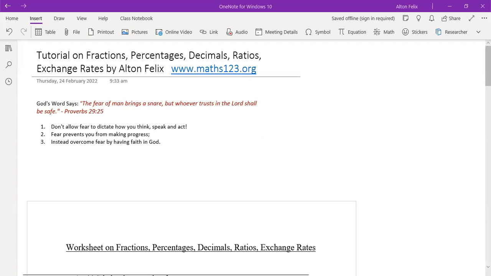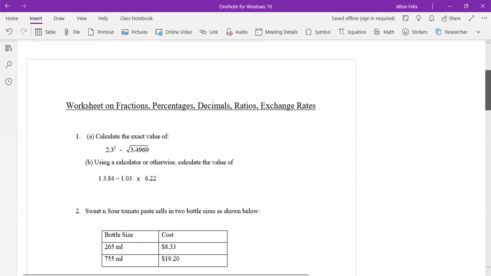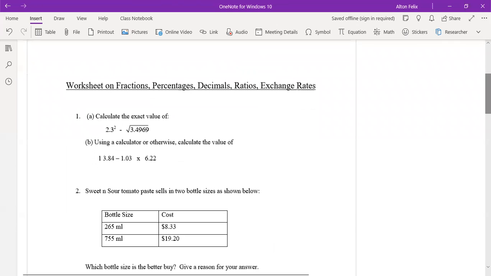Let's go straight into our worksheet. The very first question asks us to perform some calculations. Yes, you can use your calculator. So let's square 2.3 and see what we get. 2.3 square. So we're multiplying that by itself. 2.3 square. That's 5.29.